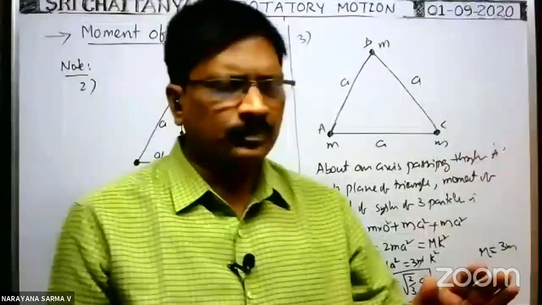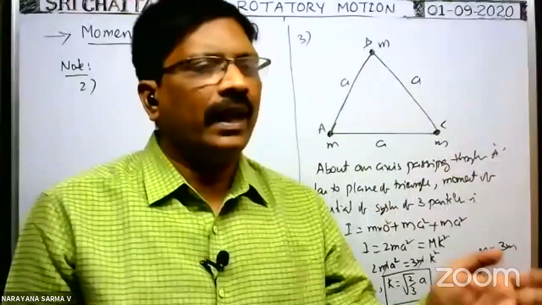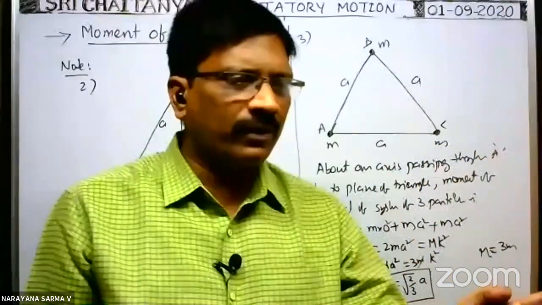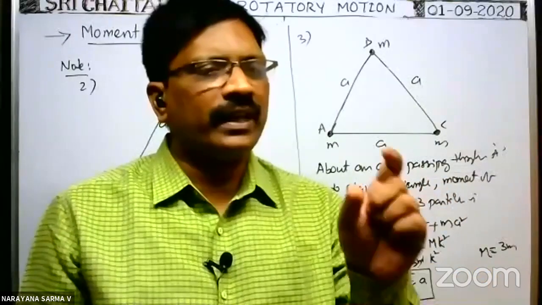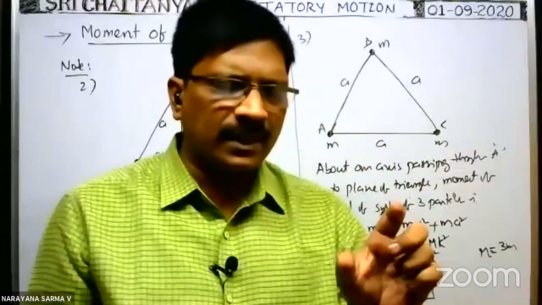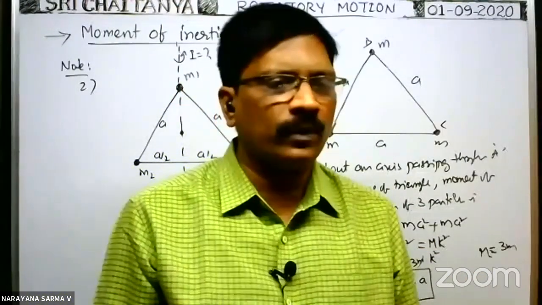So in this way, about any axis, if they ask the radius of gyration about that axis, you find the moment of inertia first of the system. You make it equal to the mass of the system into radius of gyration square. Then you find the radius of gyration k. That is the radius of gyration of the system about that axis you will get. Okay.